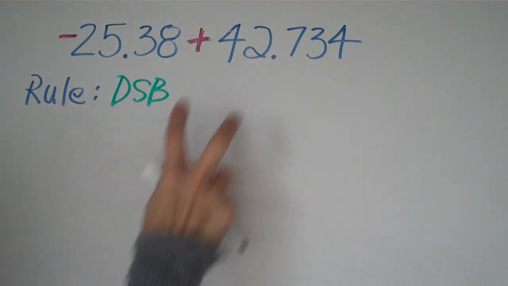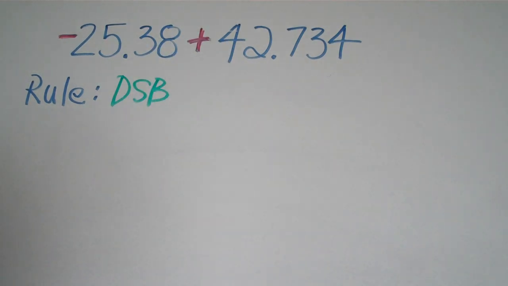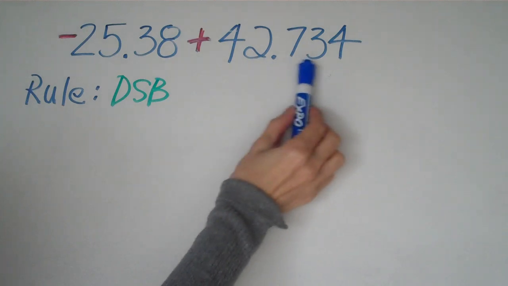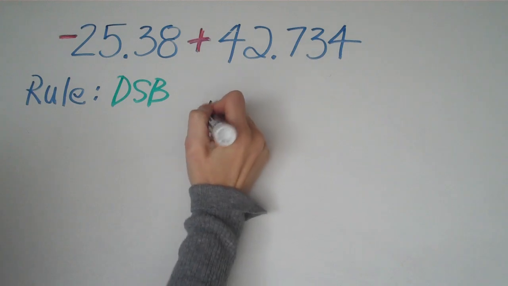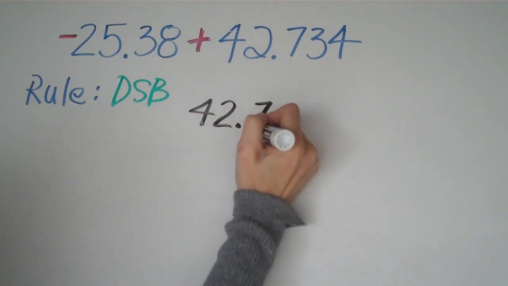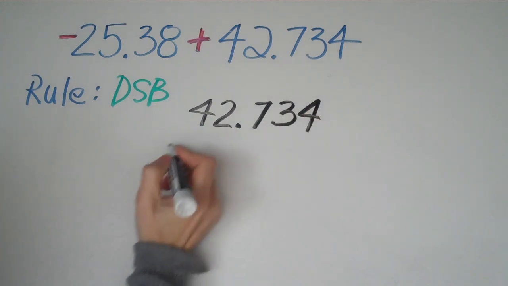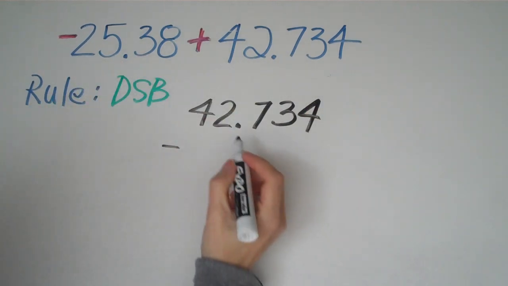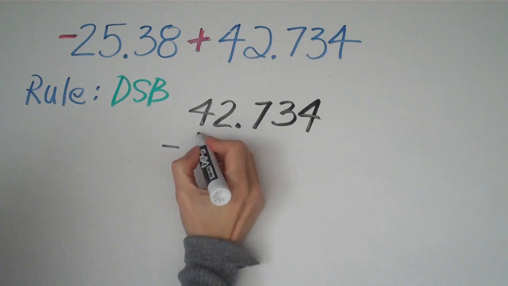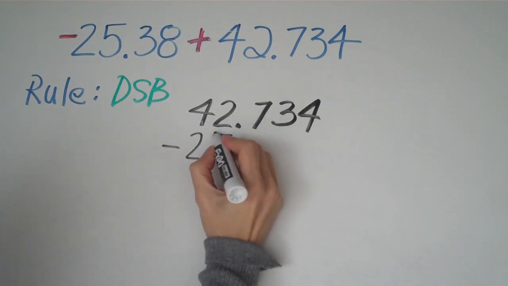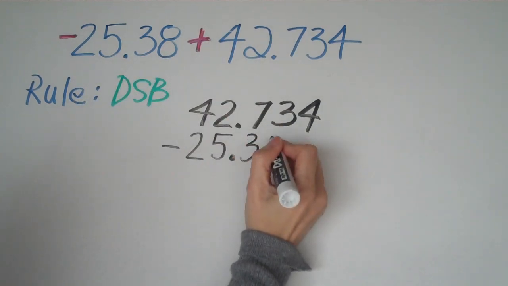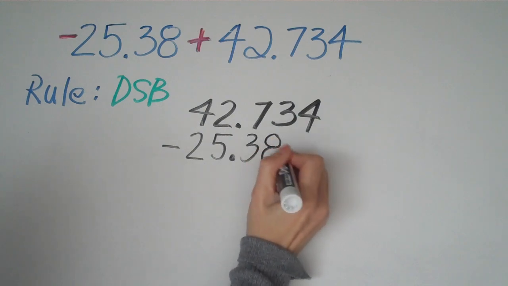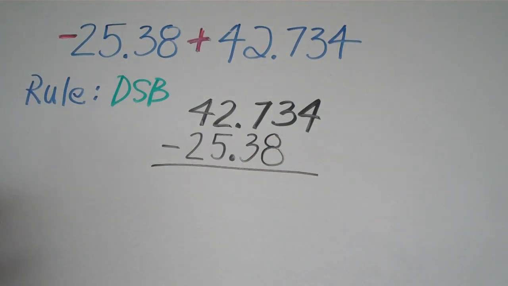So what we're going to do is rewrite this problem in a way that we can subtract. We're going to look at the larger number here, and put it on top. And that number is 42.734. And we're going to subtract 25.38. And when we do this, we need to remember to line up our decimals. That's the most important thing. So I'm going to put the decimals right underneath each other. 25.38 is what it is. We're just going to take care of the subtraction because we know that's our rule, and we'll figure out the signs in a minute.